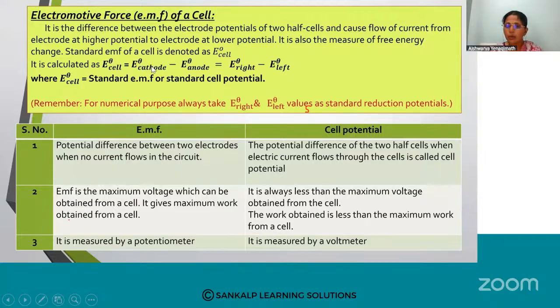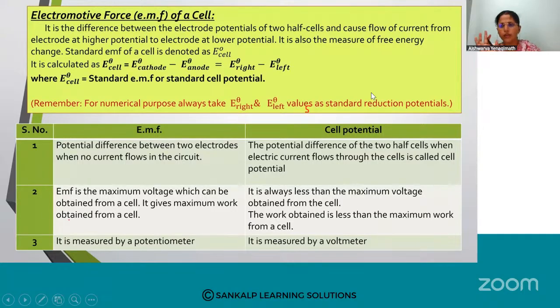E cell is how? E cathode minus E anode, or E right minus E left. Standard electromotive force, we use E0 cell equal to E0 cathode minus E0 anode. That is nothing but E0 right minus E0 left, where E0 is the standard EMF of the cell, the standard cell potential. For numerical purposes, always take E0 right and E0 left values as standard reduction potentials, as I have said.